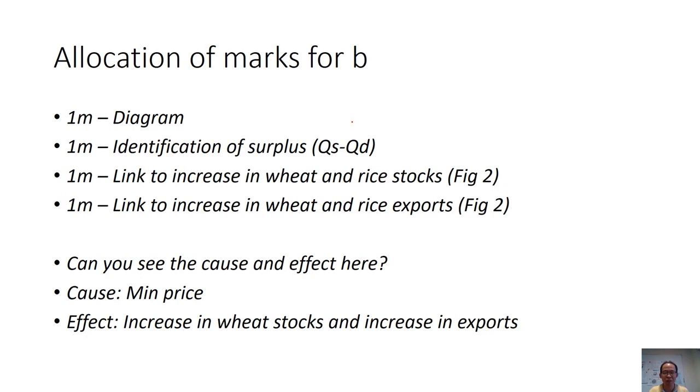So can you see, I've talked about causality, cause and effect. Can you see the cause and effect here? So the cause is the minimum price. The minimum price has been implemented. The effect they're looking for is the increase in wheat stocks and increase in export. So in order to get all 4 marks, make sure you talk about both effects. Link the cause to the 2 effects. Okay, this is what I mean by if you understand causality, it's harder for you not to get good marks. You are able to give a full explanation to what the question requires.